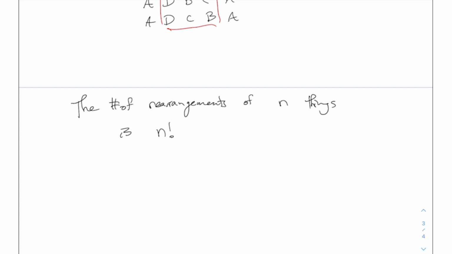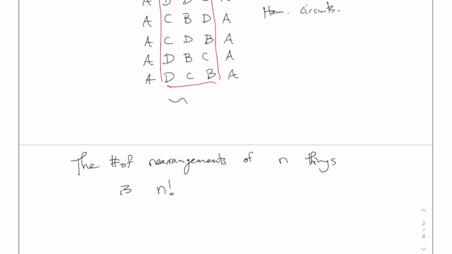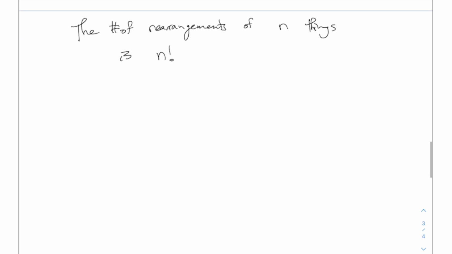That's why in this example there were 3 things in here. 3 factorial is 1 times 2 times 3, which is 6, and that's why there were 6 different permutations in that particular example, because there were 3 things being rearranged in the middle, and 3 factorial is 6. All right. So the total number of rearrangements of n things is n factorial. This will tell you how many different Hamilton circuits you can get in one of these graphs.